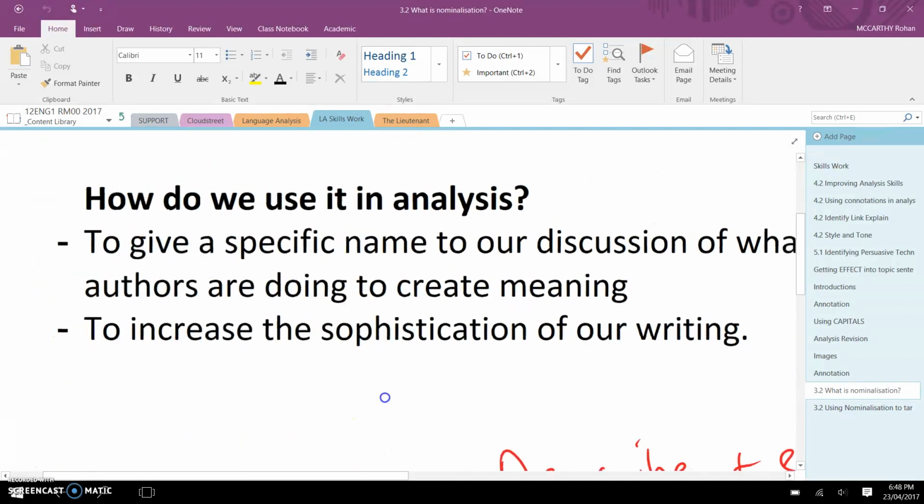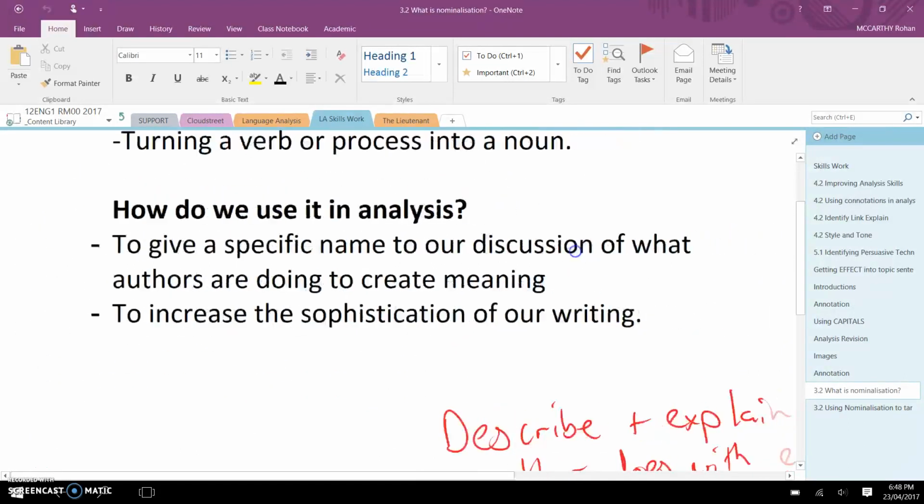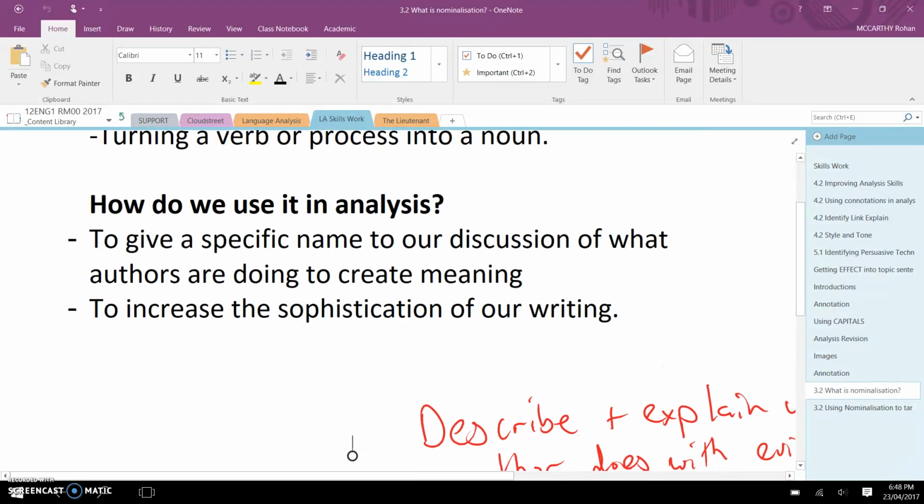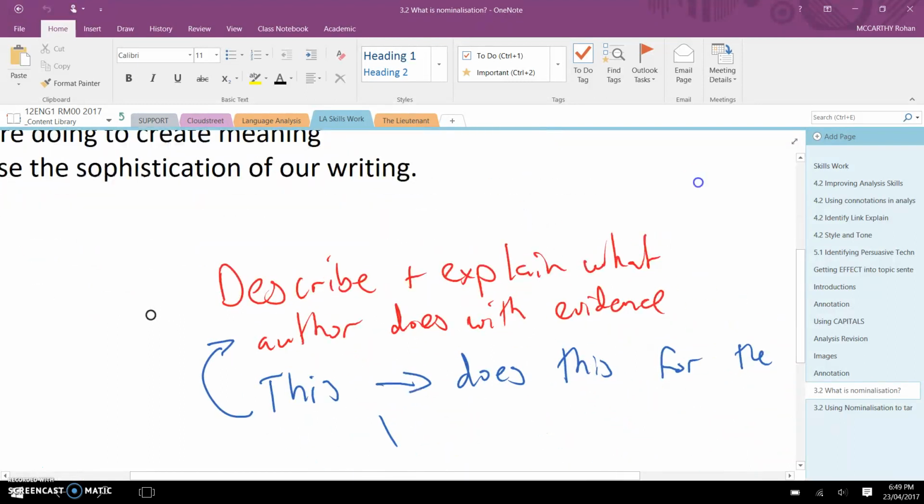So how do we actually use it in language analysis? Well, firstly, it gives us a specific name for our discussion of what authors are doing to create meaning. So we discuss, they might be creating a character, or they might be using statistics, or appealing to family values, or whatever it is they're doing. And then we can give that a specific name, because that's the author's verb. The verb is, the author is actually doing something. And then we want to give it a name by turning that action into a noun. And the reason we do this is because it helps us increase the sophistication of our writing quite easily.